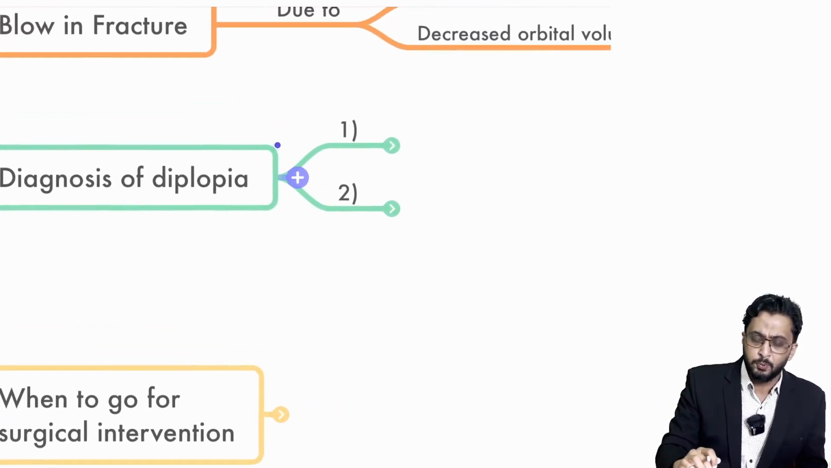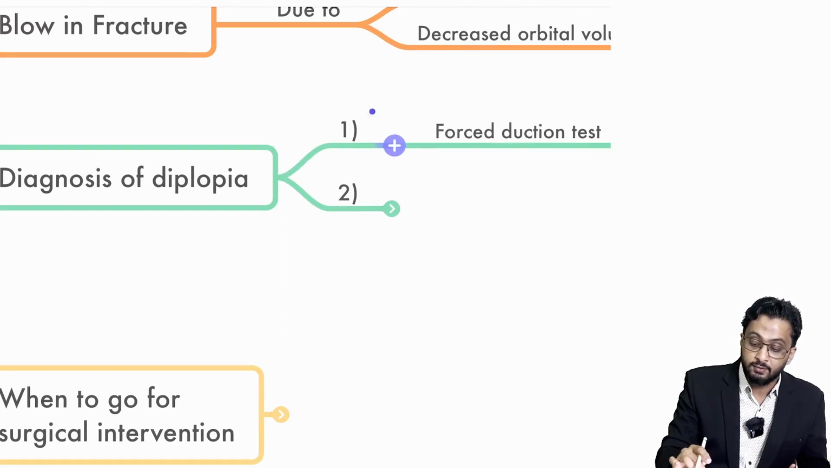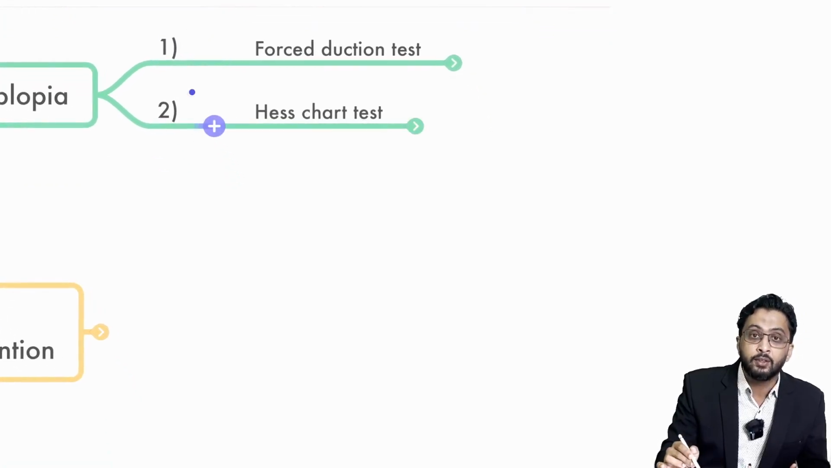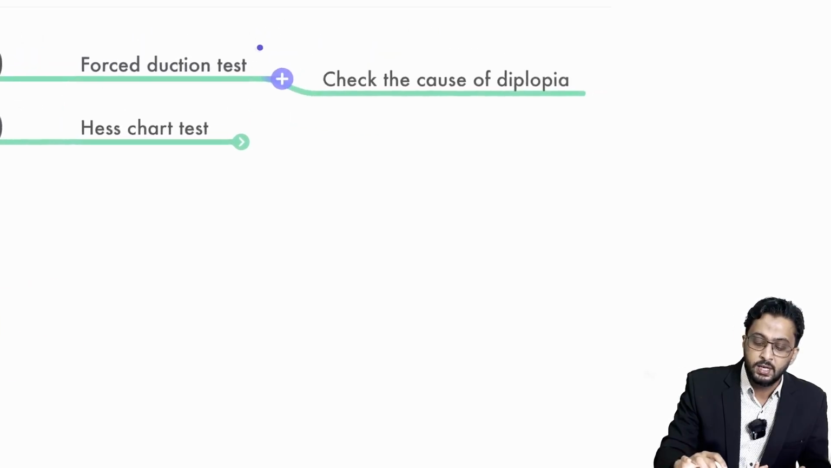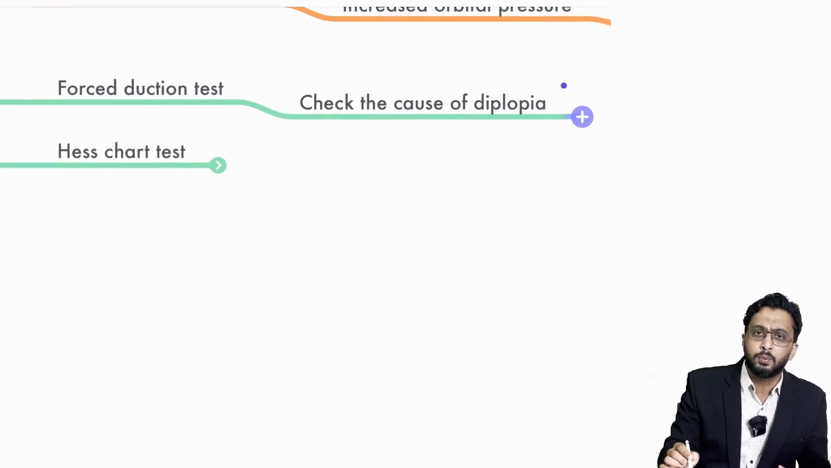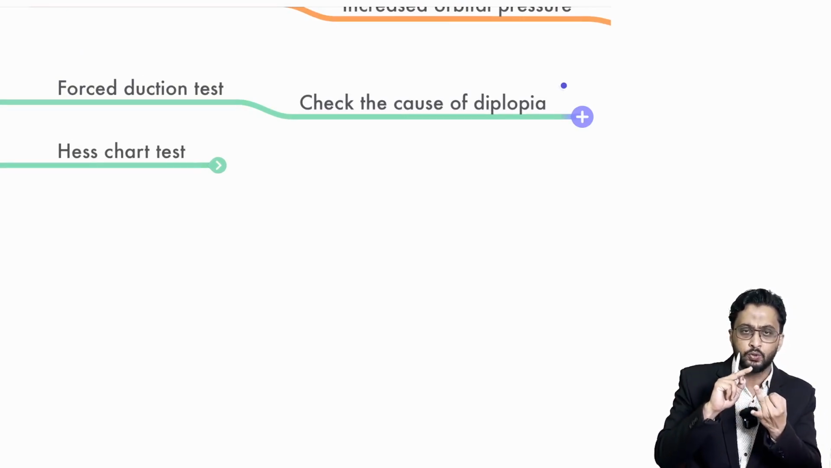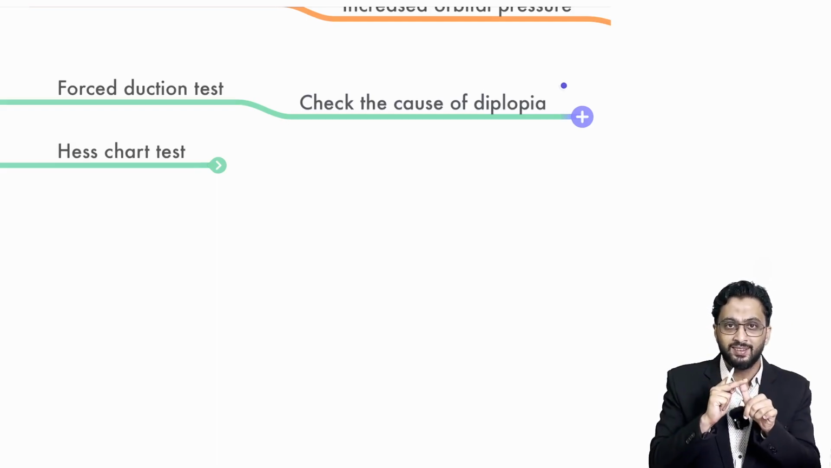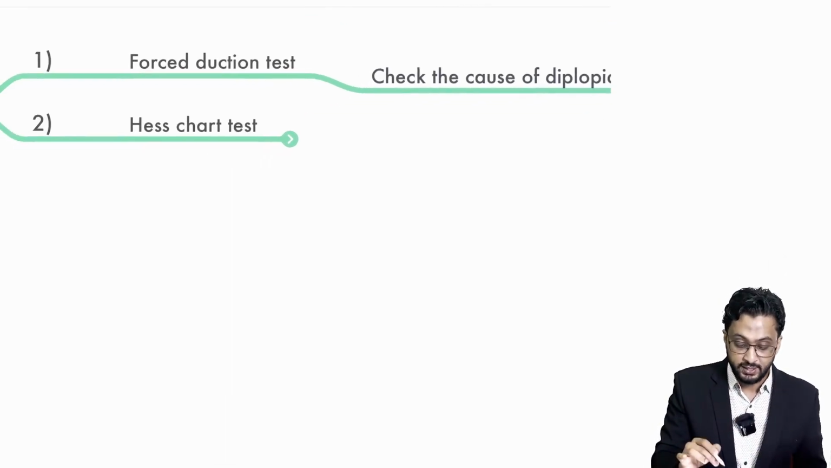So diagnosis of diplopia, lots of tests are there, but I need you to keep in mind two tests which we have already discussed. Two tests are very, very important. One is the forced duction test and the second is the Hess chart. Both are done for two different purposes. Forced duction test is to check the cause of diplopia. Is it due to hemorrhage? Is it due to entrapment? Is it due to injury? Is it temporary? Is it permanent? So that is the forced duction test.